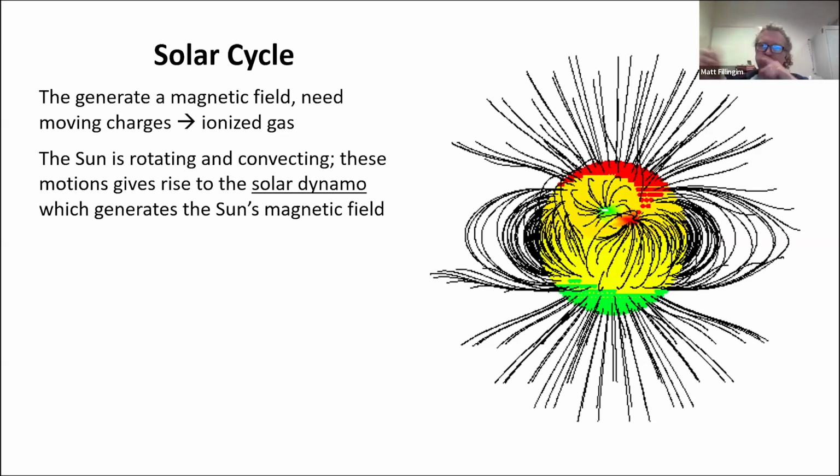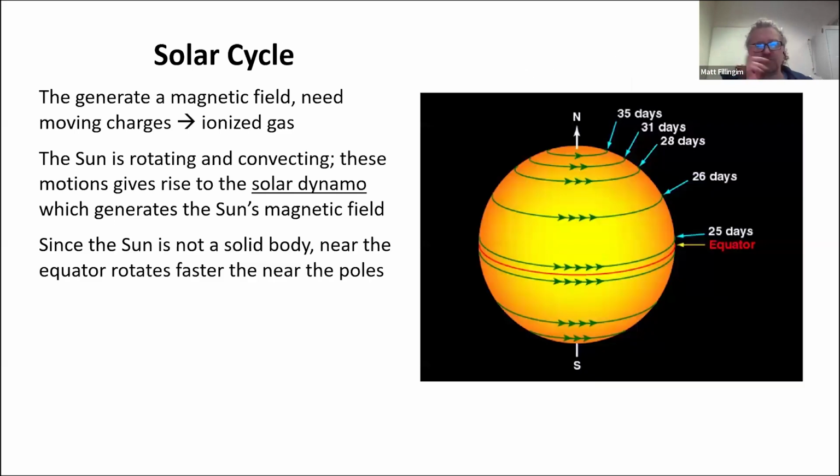Okay, so you can generate a magnetic field just by having stuff move around. But then why does it change? So it changes because the sun isn't a solid body. It's just made of ionized gas. And so some parts of the sun rotate faster than other parts.